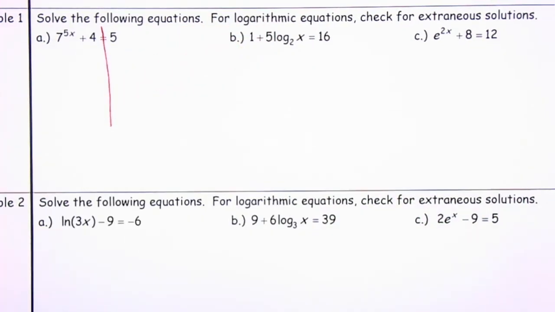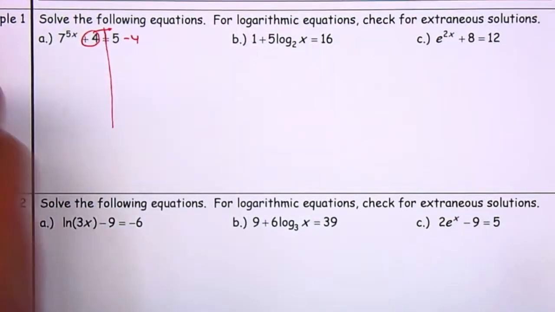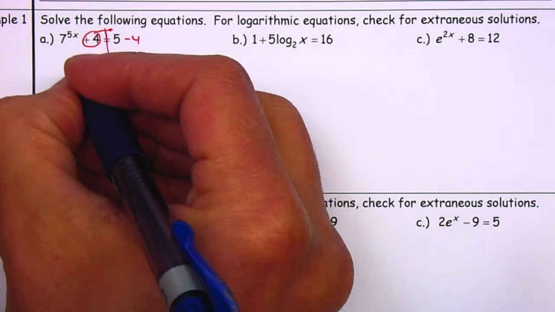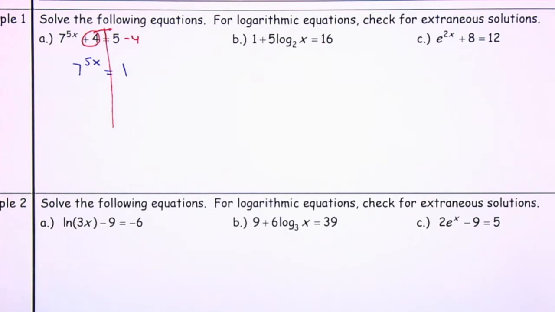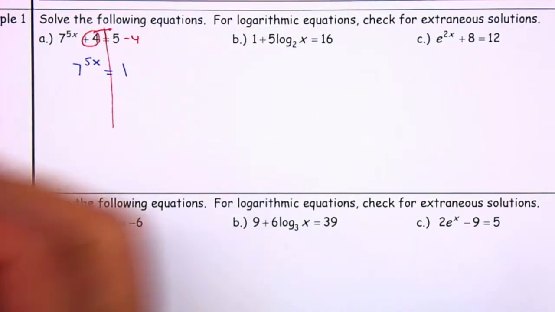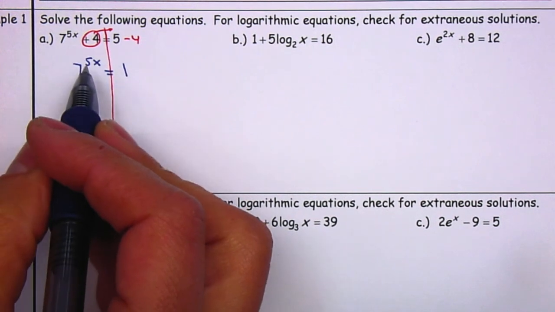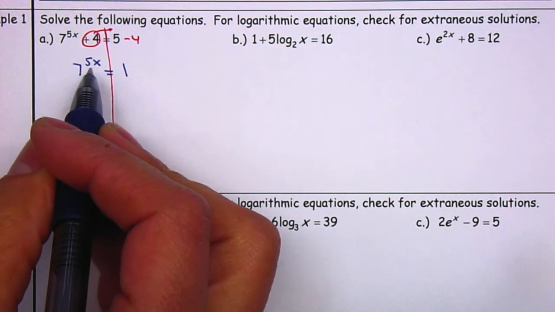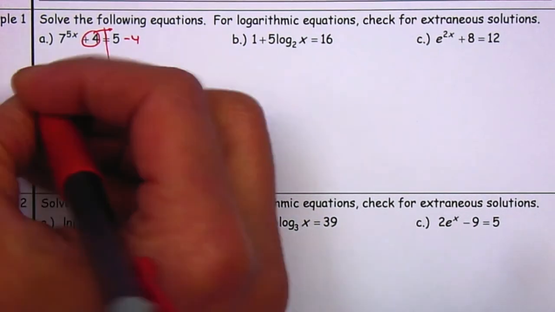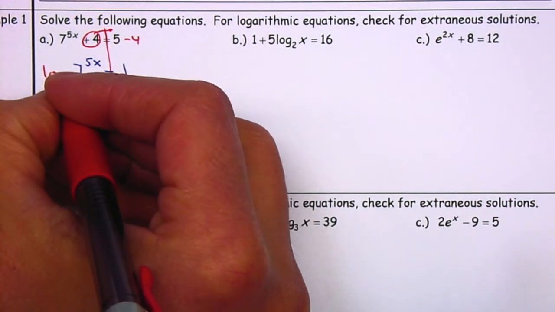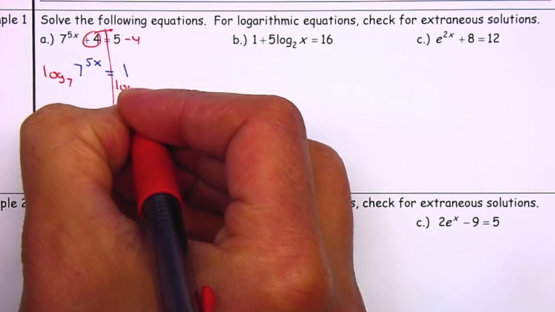We're going to draw the line. First, I'm going to move my 4 to the right, becomes a negative 4. 7 to the power of 5x is equal to 1. Now, I want to get rid of the base because I want to bring this down. I want to leave the 5x by itself. Now, the opposite of a base will be a log. It will be base 7 because this is a 7. That way we can cancel it out. And I'm going to do that on the other side.